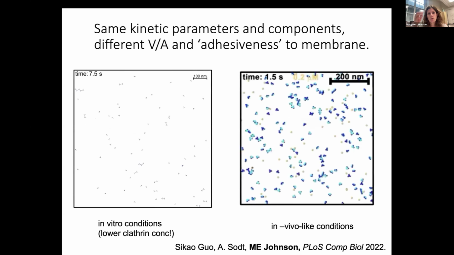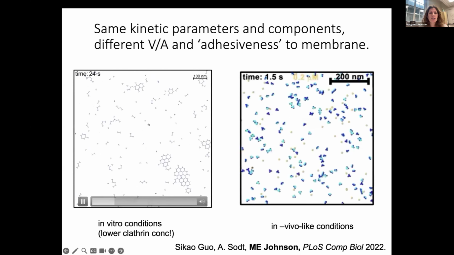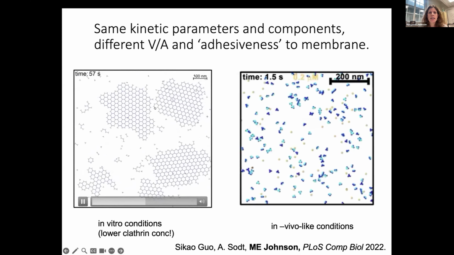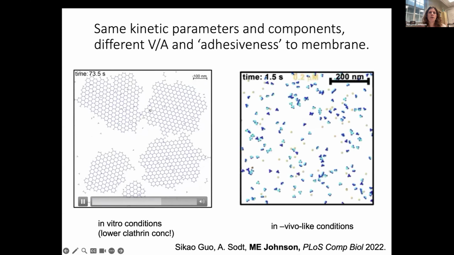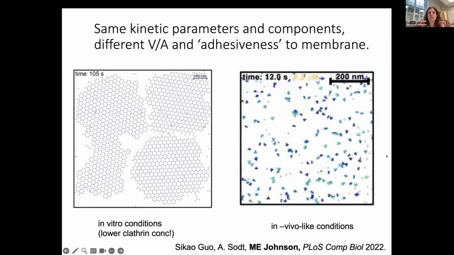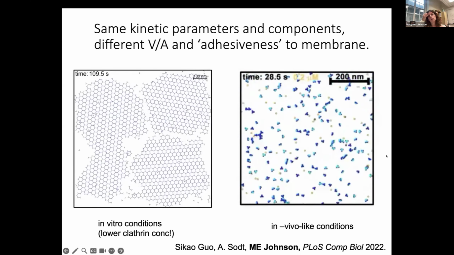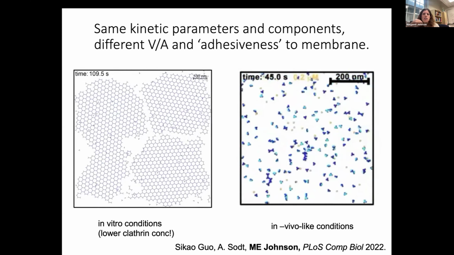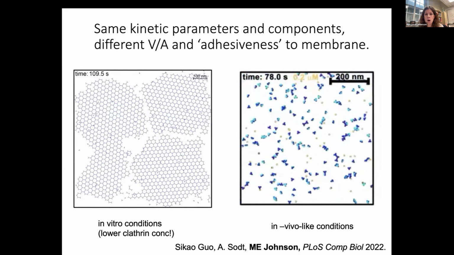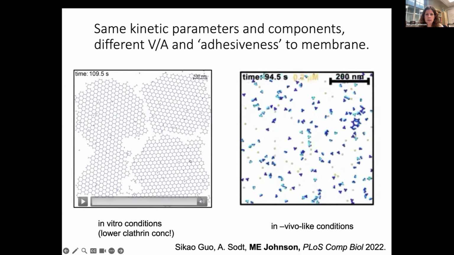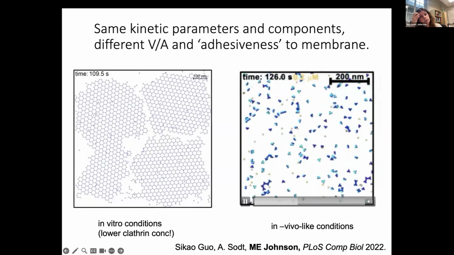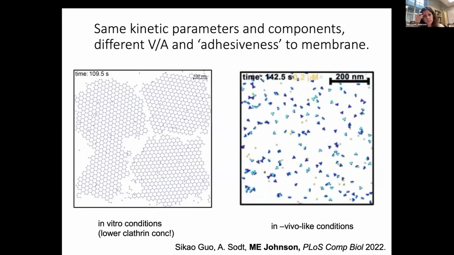What I'm showing here on the left is my model that I already showed you. It's optimized, and we say this model does a good job of reproducing what experimentalists measure. On the right, I'm showing you if we take this same model and put it in more in vivo-like conditions. We change the volume to area ratio, which is actually much smaller in vivo than in the experiment, and change the concentrations to match what they are in vivo. You don't see any nucleation.